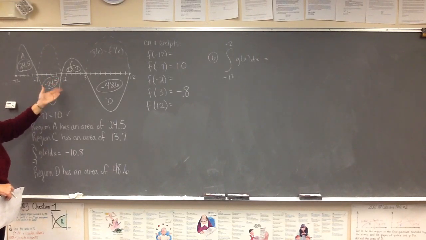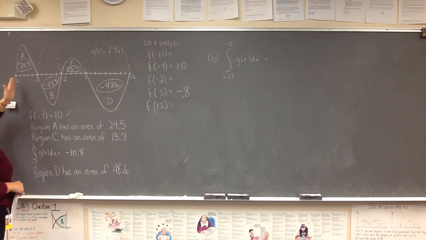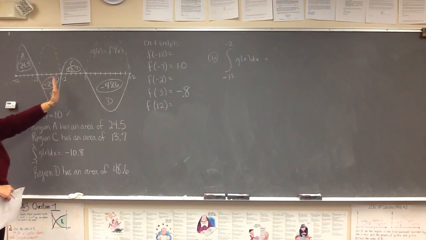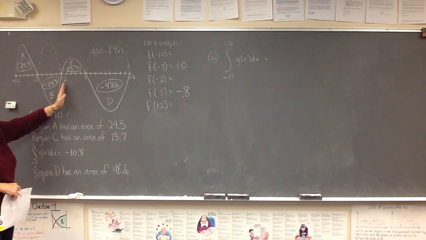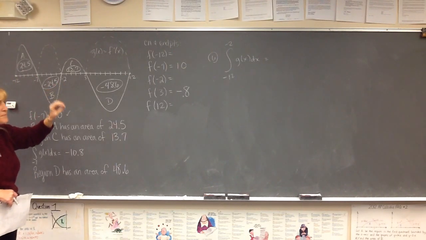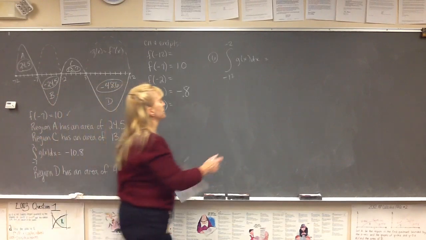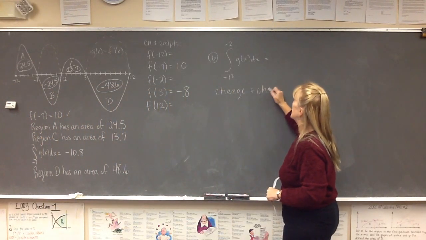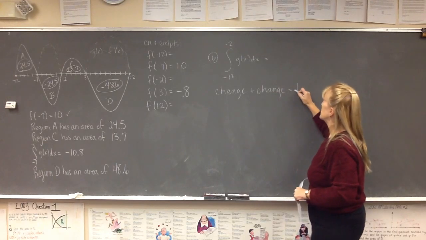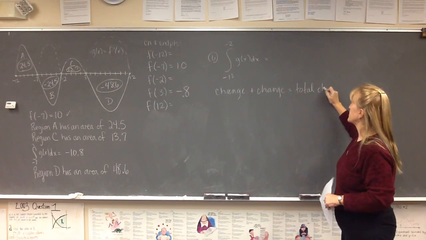So I'm going to be right back where I started. Therefore, f of negative 12 is going to be the same answer as f of negative 2. I'm not sure what it is yet, but they're going to be the same exact thing because the net change is 0. Let's see how this pans out. This is going to be change plus change equals total change.